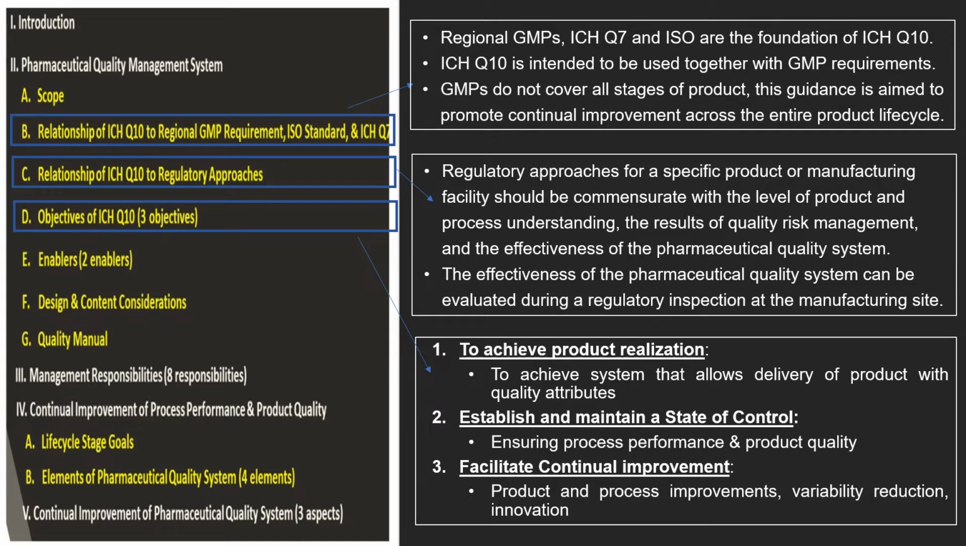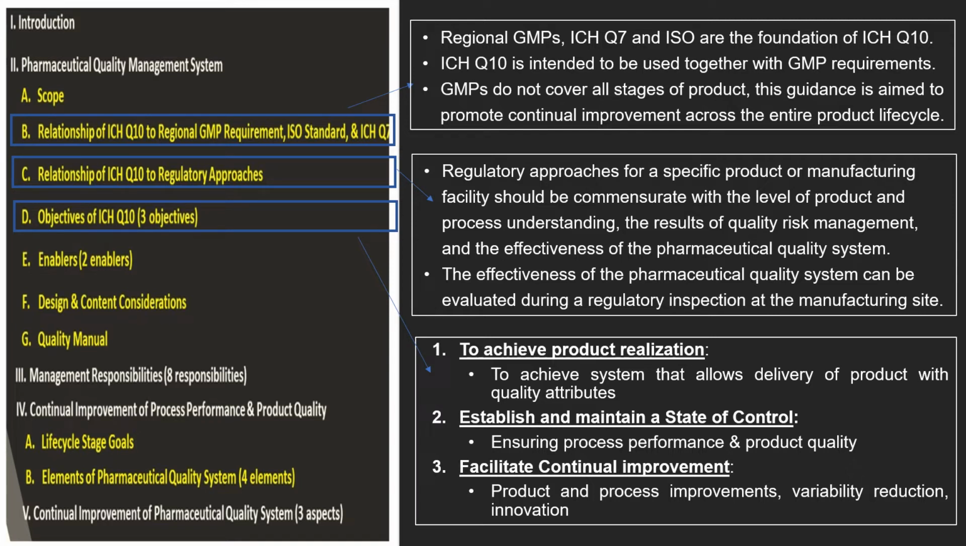So basically there are three main objectives that we'll talk about. First, to achieve product realization. When we say product realization, it is to achieve a system that will allow the delivery of product with defined quality attributes to meet its intended purpose, right?